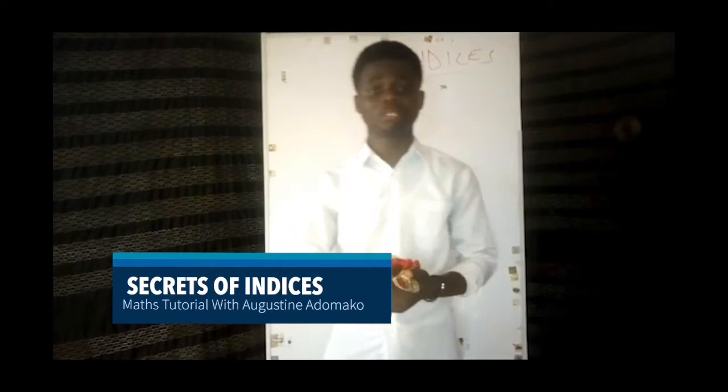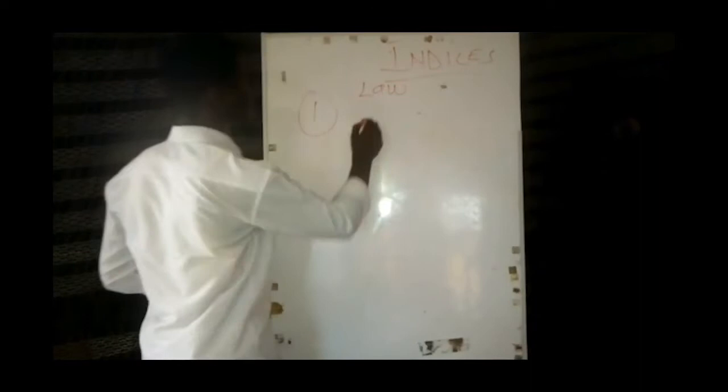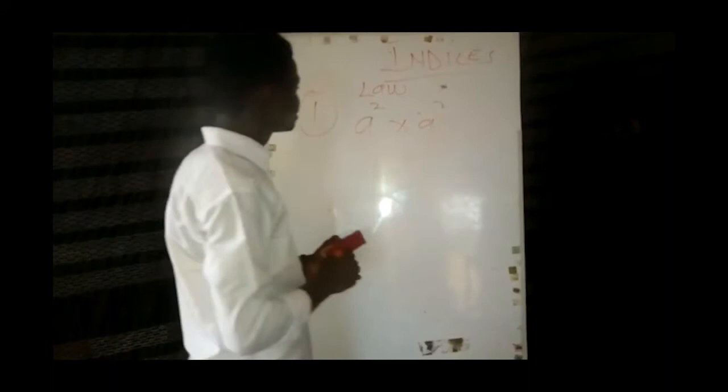So let's deal with indices for today. The secret about indices is to just know the rules and the laws governing indices. So the first law of indices. In case you see this, these are the bases and these are the exponents. So you just choose one base and you add the exponents.